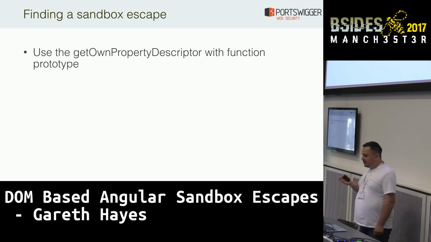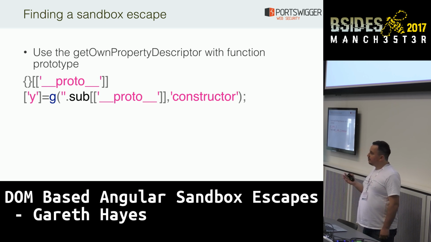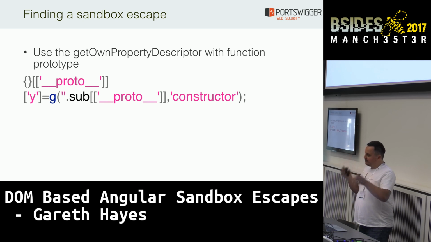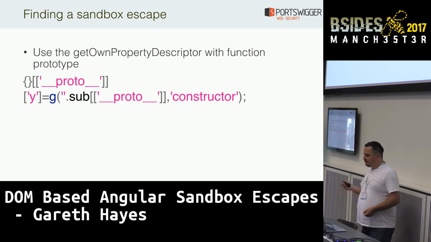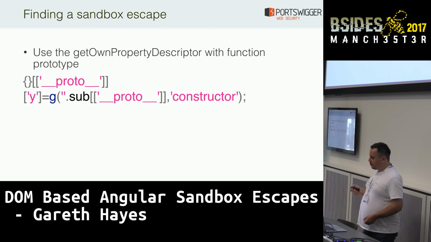Then we can use getOwnPropertyDescriptor with the function prototype. So I call getOwnPropertyDescriptor. I use the sub function shortcut again to get the function prototype. getOwnPropertyDescriptor takes the first argument, the object, and the second argument, the property. So I pass the function prototype and pass the string constructor. And this will get me a descriptor for the function constructor, which is really useful. So I store that in Y to use later. Y will store the object descriptor for the function constructor.